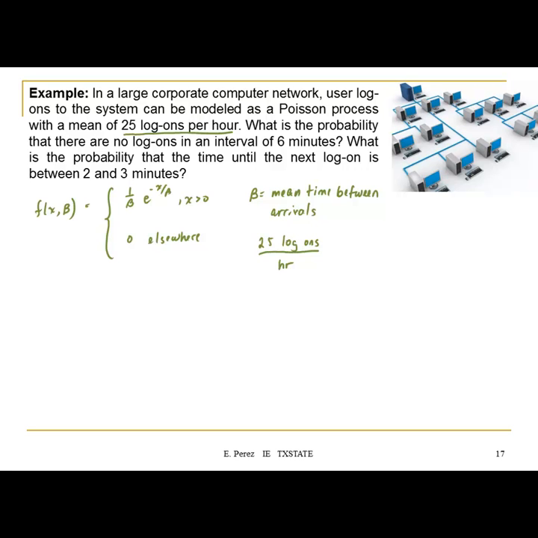If you do 1 over that, this becomes 1 hour per logon. So you're going to have 1 over 25 hours between every logon. And using this information, this is going to be equal to 0.04 hour per logon.